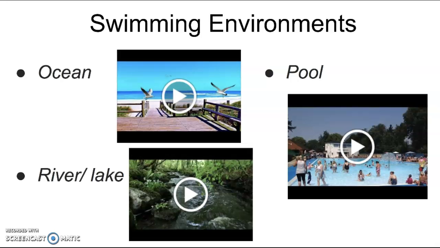Some different swimming environments are the ocean, rivers, lakes, and pools. The ocean or beach you might have been to on vacation. It's a large body of water surrounded by sand, which is really tiny little pebbles or rocks, and it usually has things like seagulls around in the sand and fish and other animal creatures in the ocean.